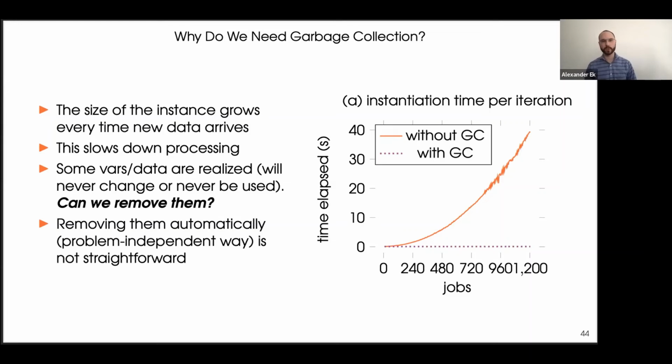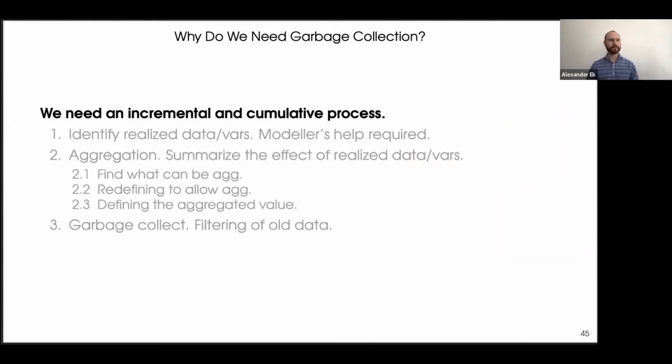The size of the instance grows, which slows down processing, but as I mentioned before, some data and some variables are realized. They will never change or they will never be used. So can we remove them? Removing them automatically in a problem-independent way is not straightforward, but let's dive in anyway. We want to solve this problem even if it's not straightforward. Or rather, that's why we want to solve it. If it were straightforward, it wouldn't be a research paper.